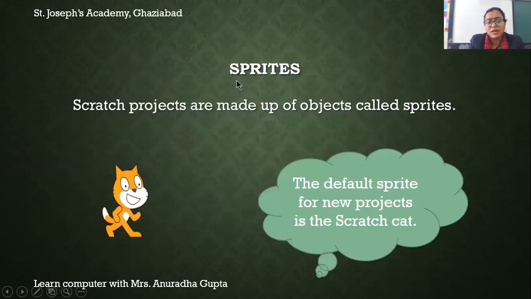Let's revise what we are calling sprites. In a Scratch project, whatever objects we are making are known as sprites. By default, the sprite for a new project is the Scratch cat. Whenever we make a new project in Scratch, the default sprite is the Scratch cat. Whatever objects we use in our project are known as sprites.